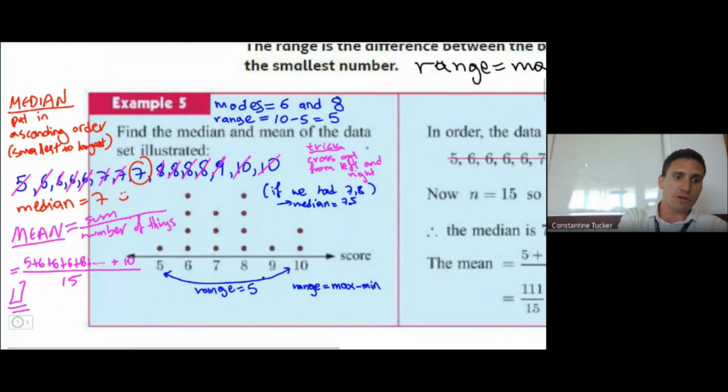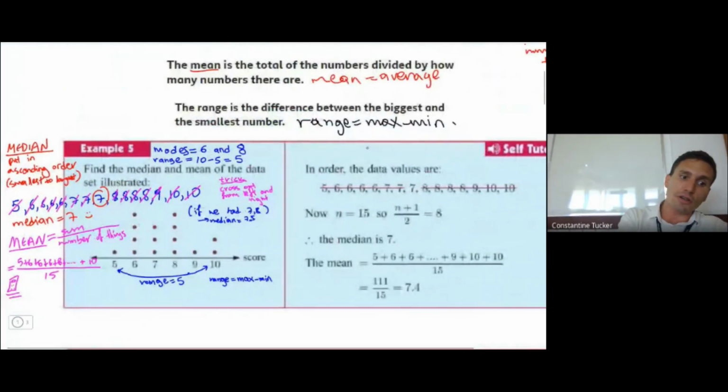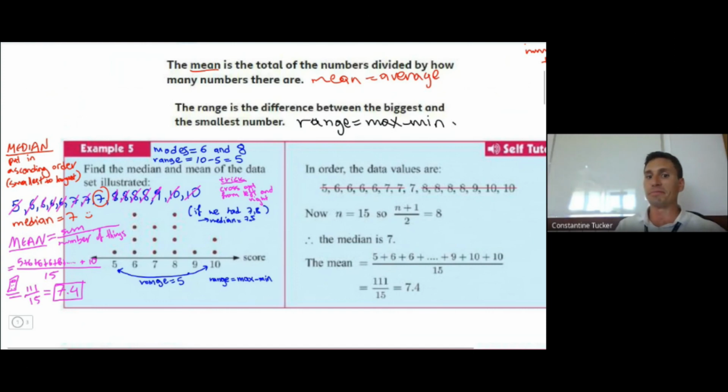Feel free to use a calculator for this, guys. Totally fine. Now, what is this going to be? If you work it out, you get 111 divided by 15, and that is equal to 7.4. So this was the mean.